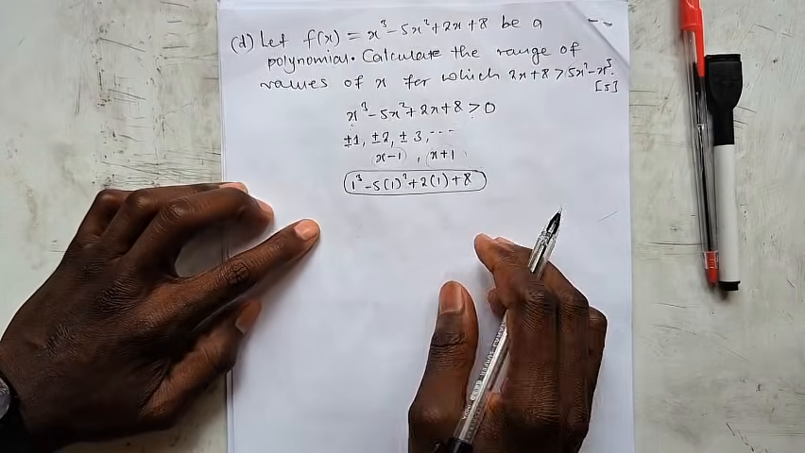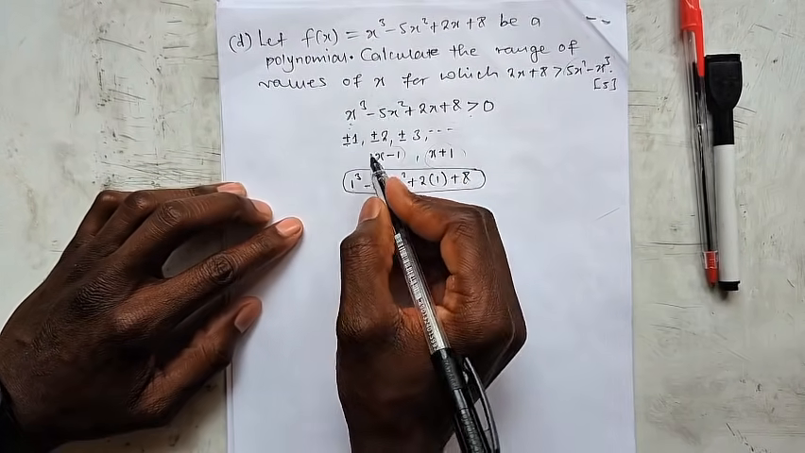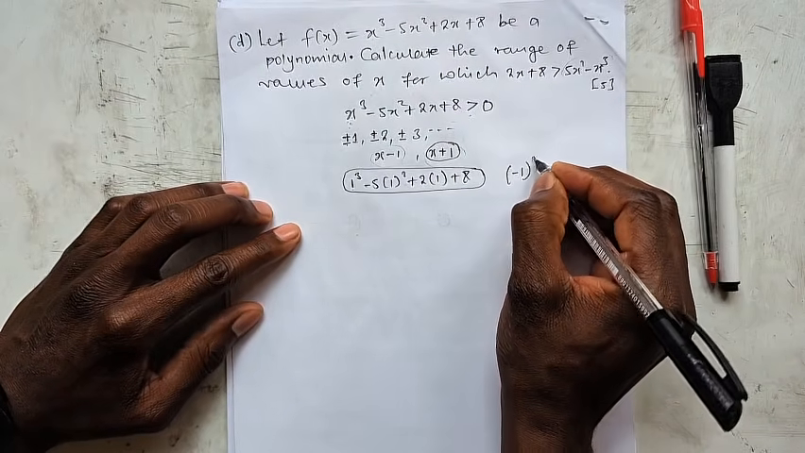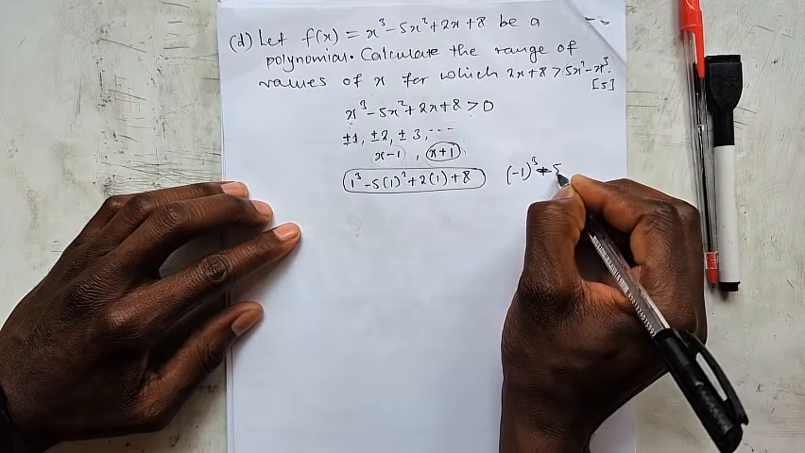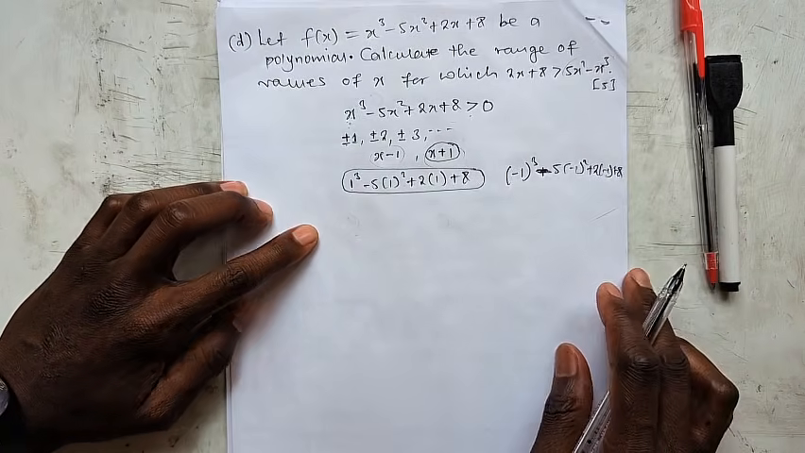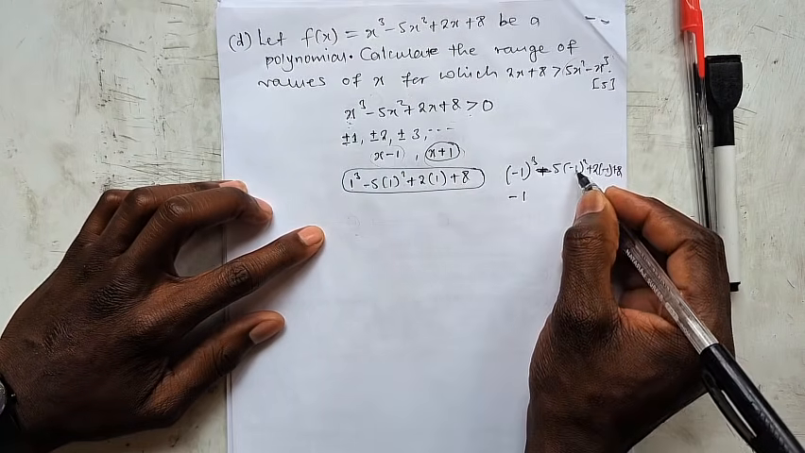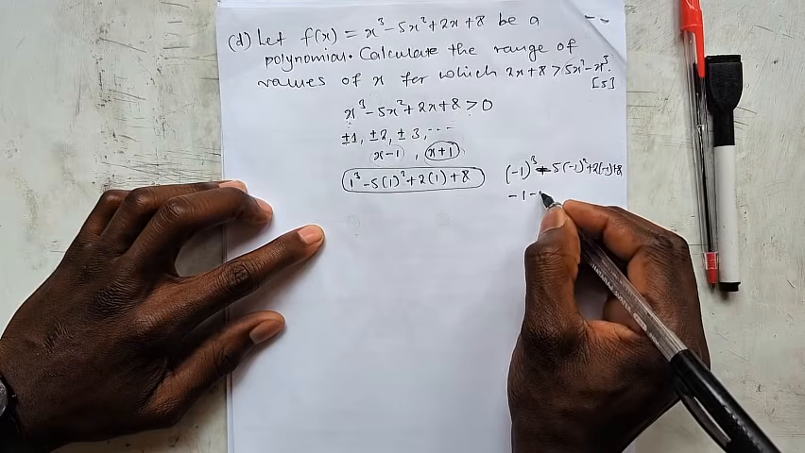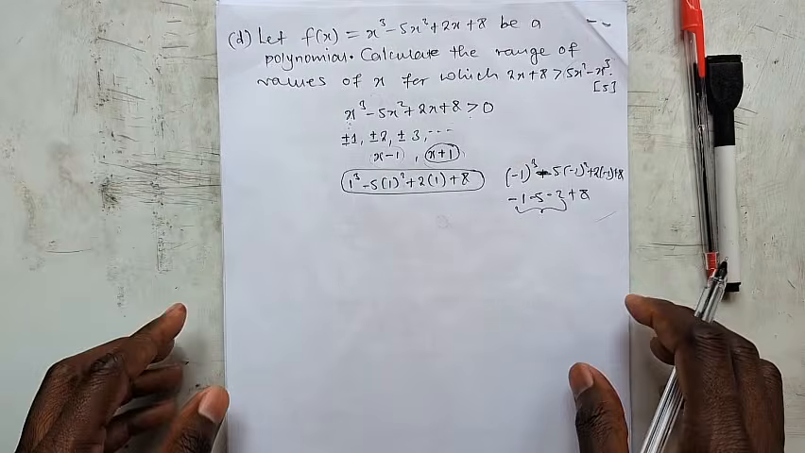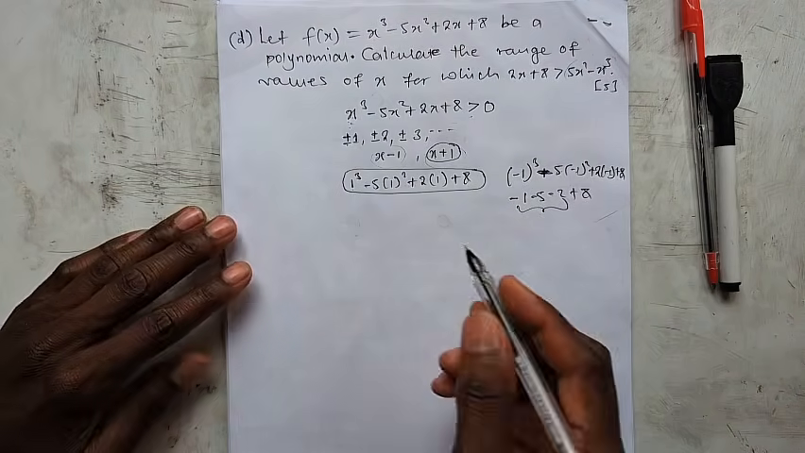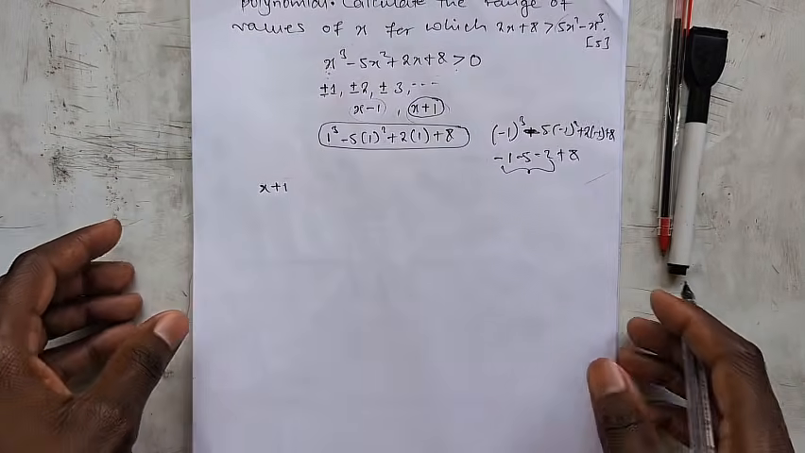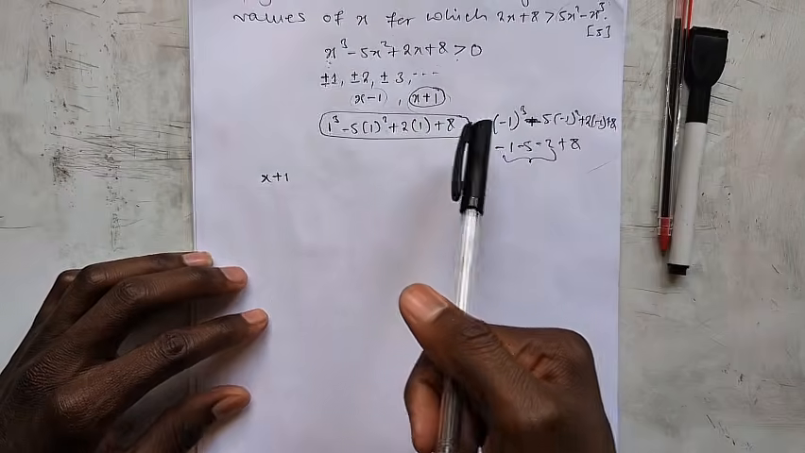Okay, let's test for negative 1 to come up with a linear factor. Plug negative 1 in here: negative 1 to the power 3 minus 5 times negative 1 squared plus 2 times negative 1 plus 8. So this would be negative 1, then minus 5, then negative 2, plus 8. This gives us 0, meaning that our factor is x plus 1. Me, I love using the long division method to simplify this.